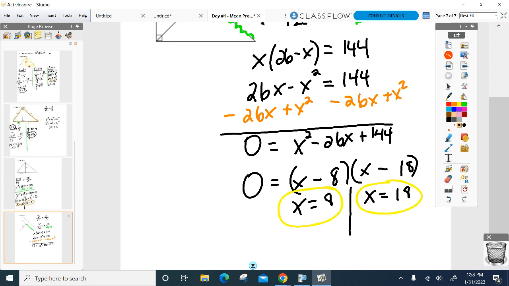Anything that's a radical, simplest radical form, please. Anything that's a radical tonight, simplest radical form.